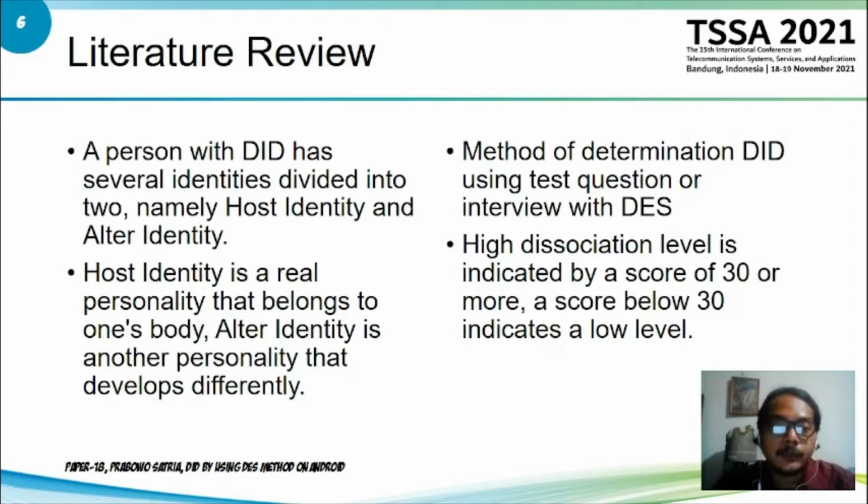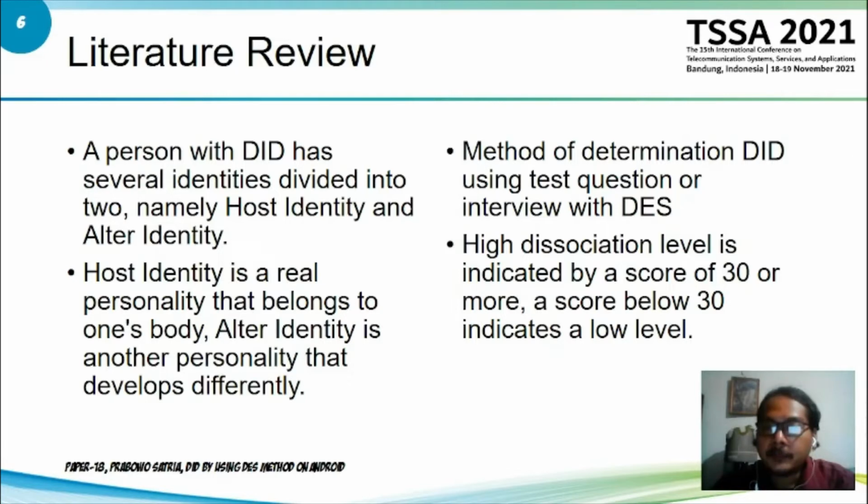Literature review about this project. A person with DID has several identities, divided into two. First is the host identity and the other is the alter identity. The host identity is the real personality that belongs to one body. The alter identity is another personality that develops differently.